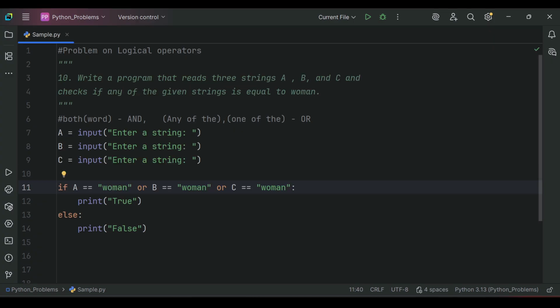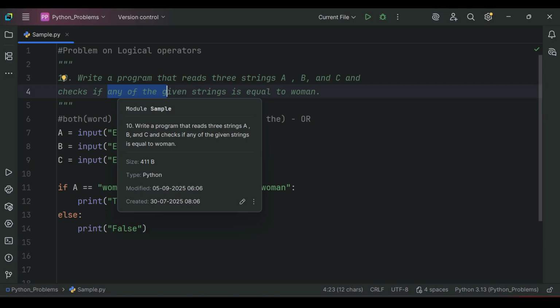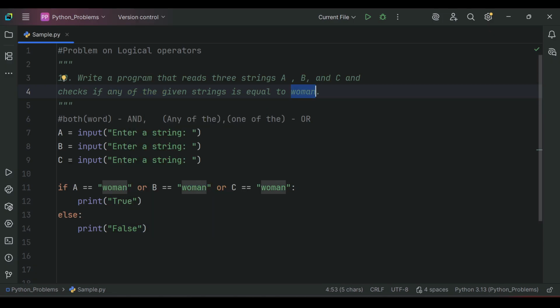Now see the 10th problem. Write a program that reads three strings A, B, and C and checks if any of the strings is equal to woman. Here A is one input, B is another input, and C is another input we have taken. Suppose any of the given conditions is satisfied, that is, equal to the string woman.